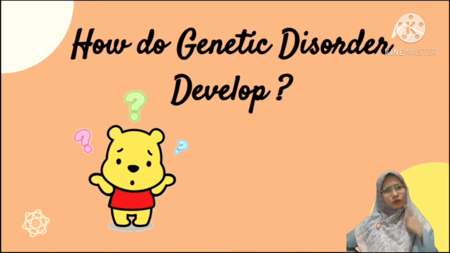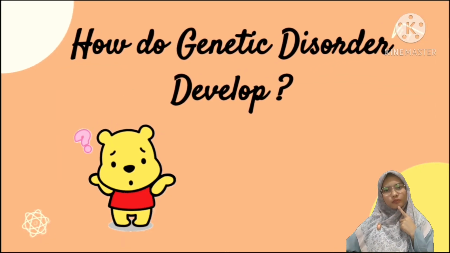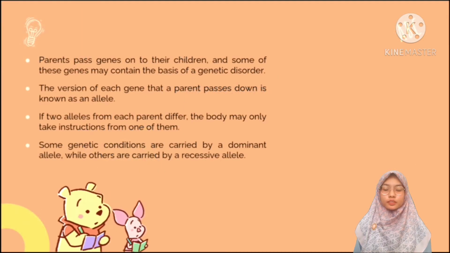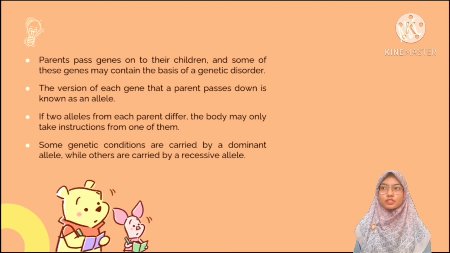So, how do genetic disorders develop? Genetic conditions tend to run in families. Parents pass genes on to their children, and some of these genes may contain the basis of a genetic disorder. However, each parent only passes down half of their genes. The version of each gene that a parent passes down is known as an allele.